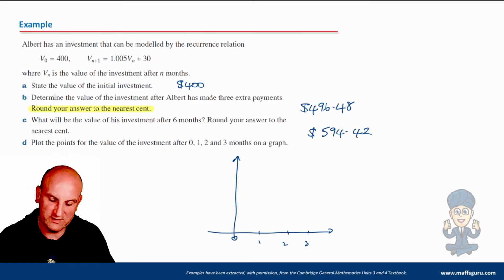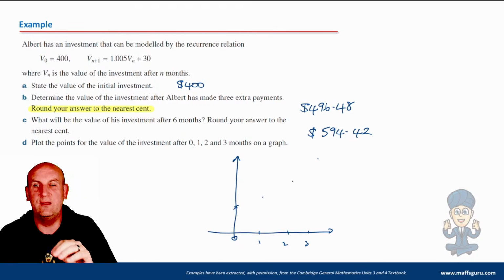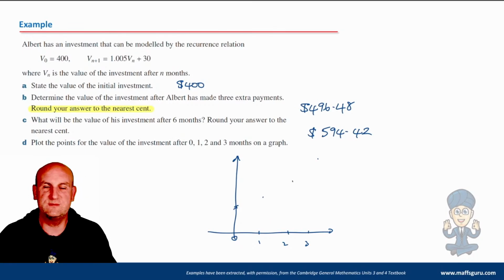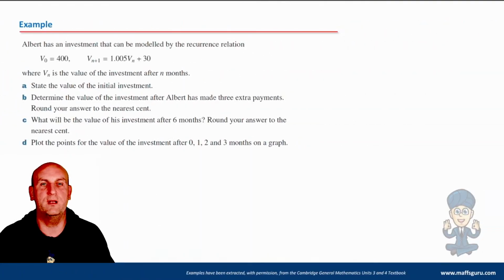I wanted the points plotted, so basically you would do 400 and then your next point and then another point and then another point. And you should get a bit of a curve. But again, I'm not going to spend too much time because I could spend most of my life drawing graphs, okay? This is the same example.